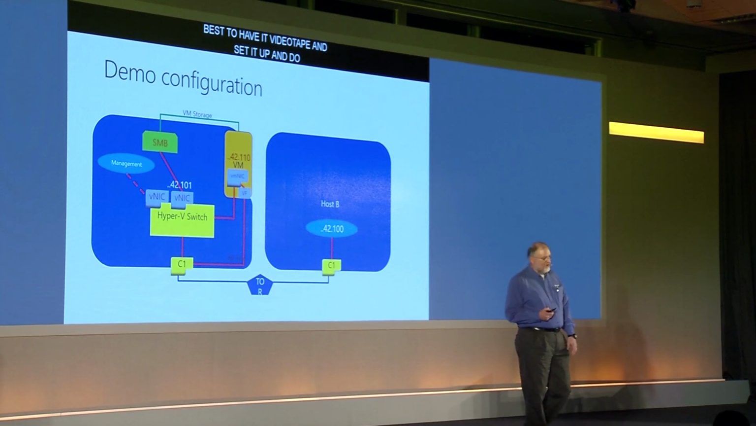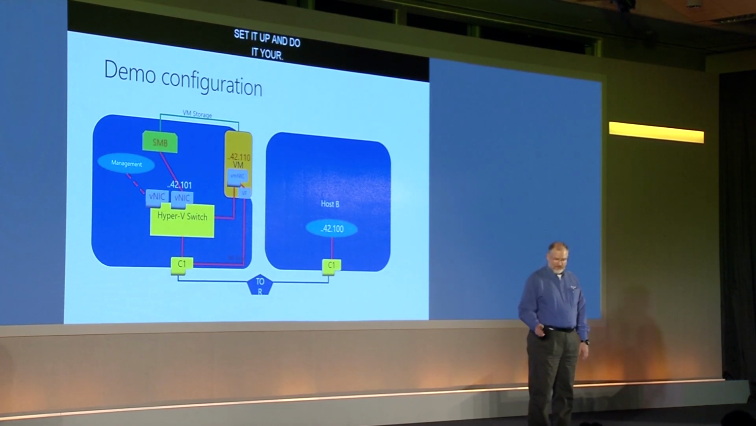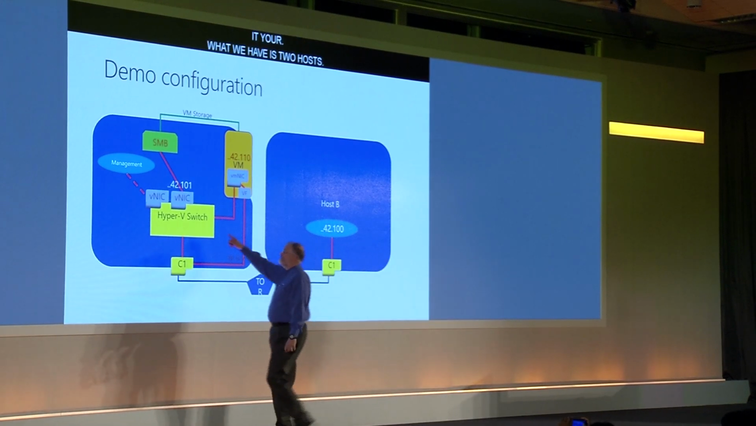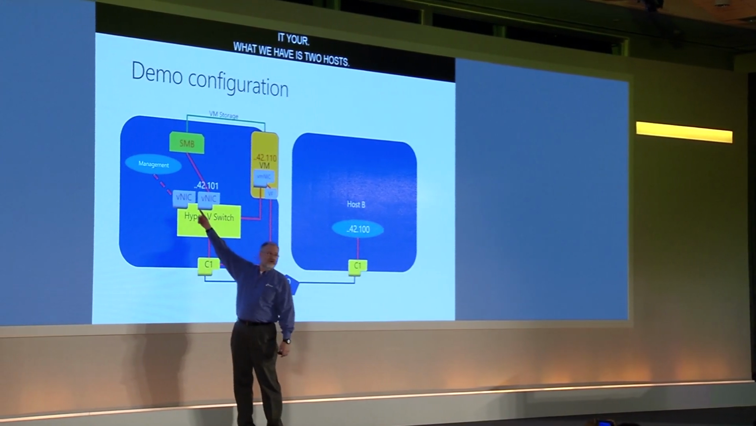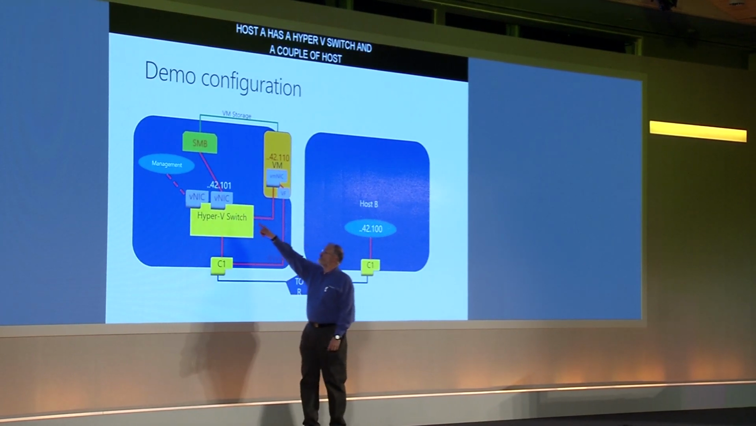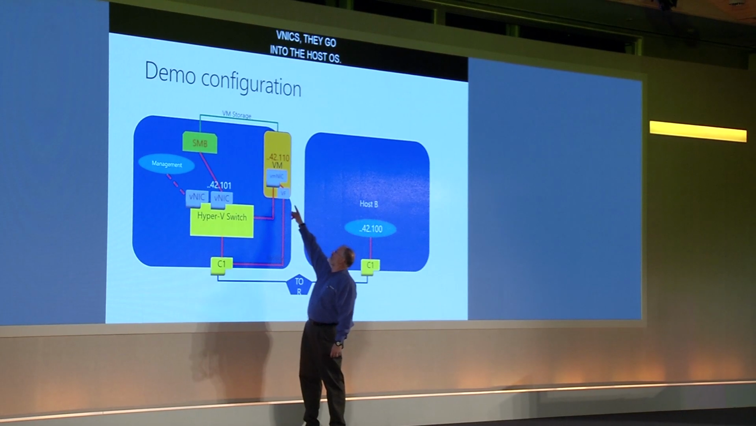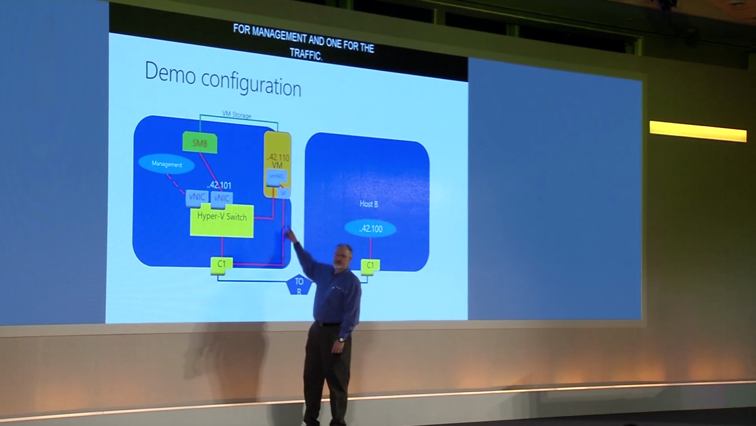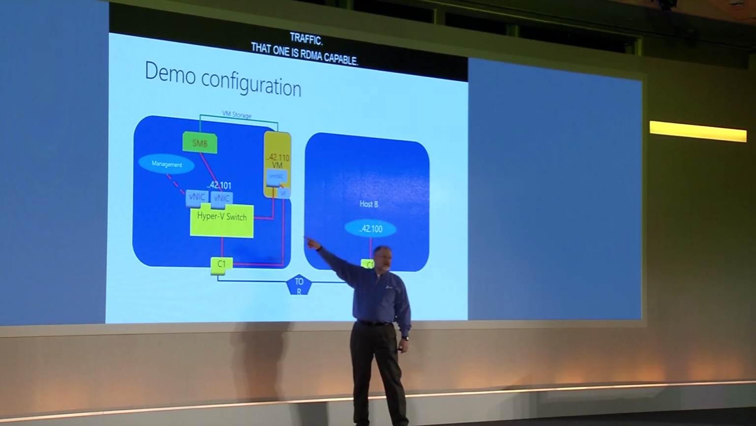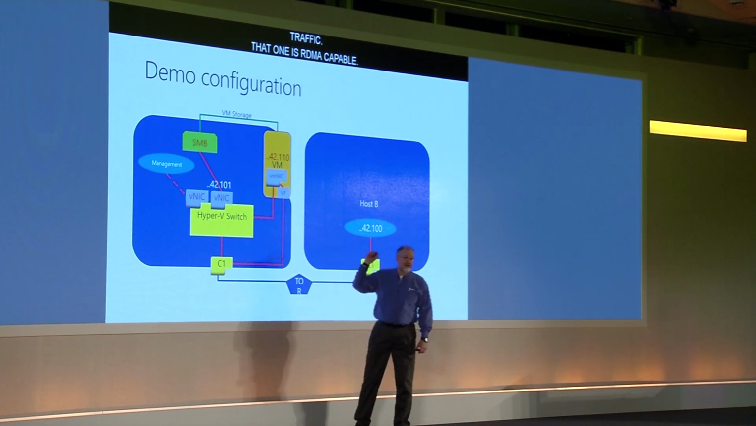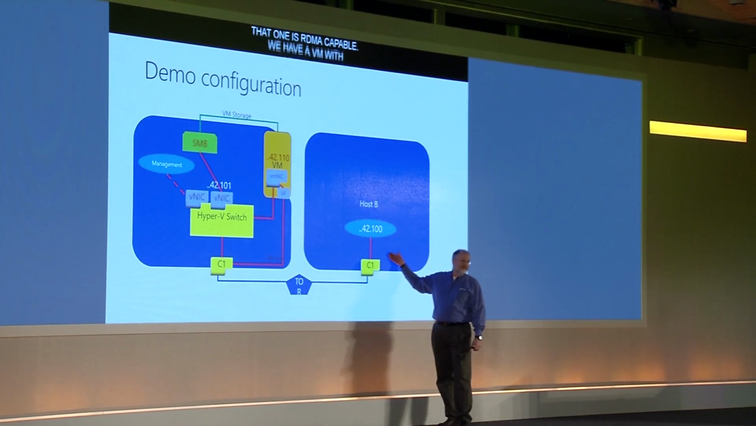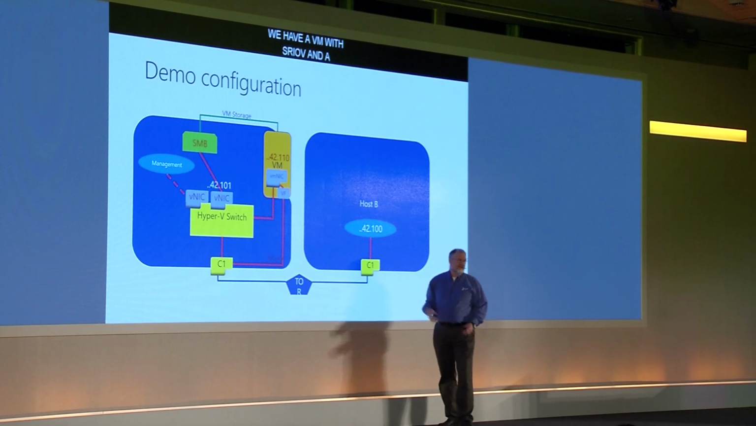What we have is 2 hosts. Host A has a Hyper-V switch. It has a couple of host VNICs. These are the virtual NICs on the switch that go into the host OS. One for management, one for SMB traffic. That one's RDMA capable. We have a VM with SR-IOV providing a path to the VF. And of course, there's always a software path to every VM in Hyper-V. And host B is just a plain vanilla native host with an RDMA capable NIC in it.